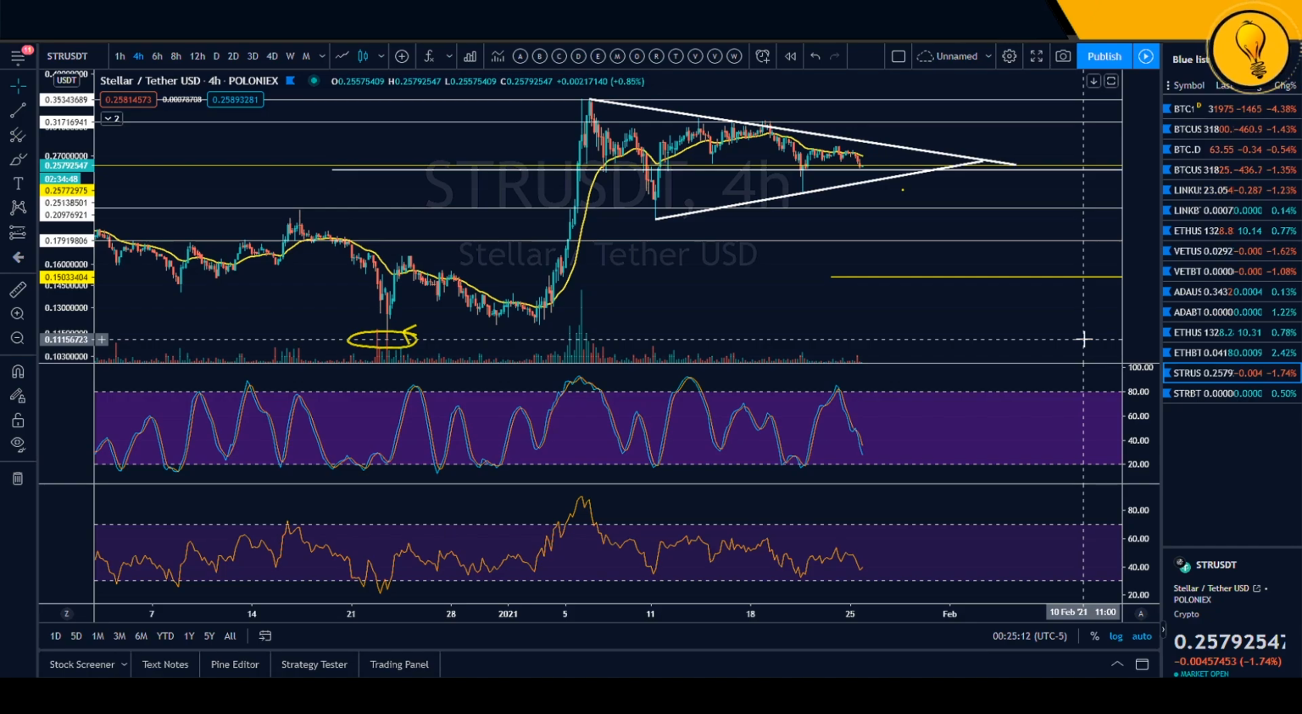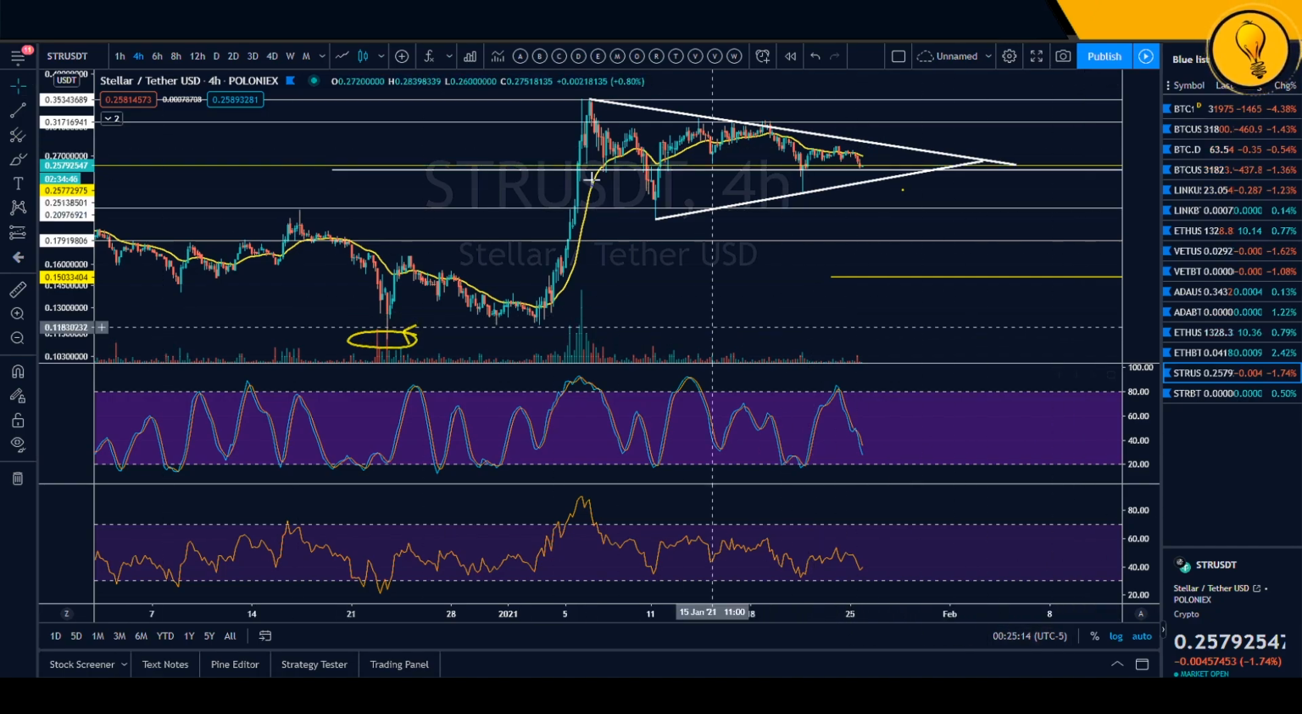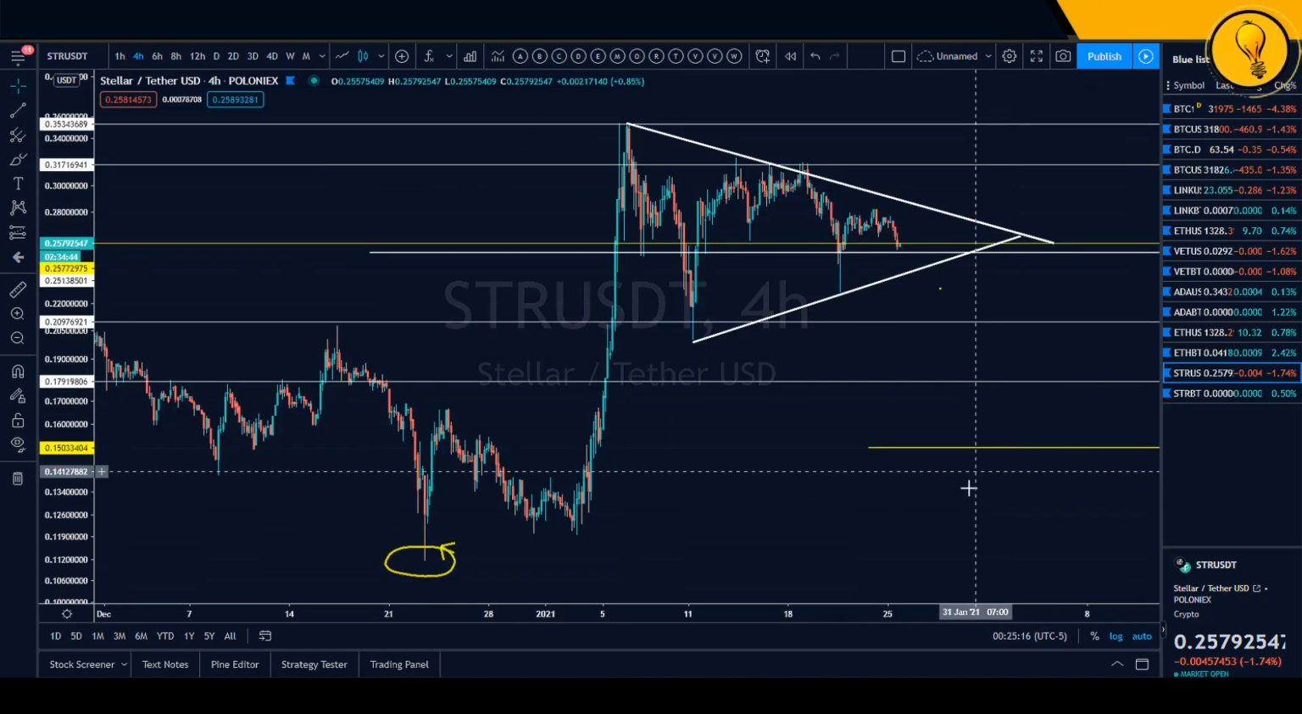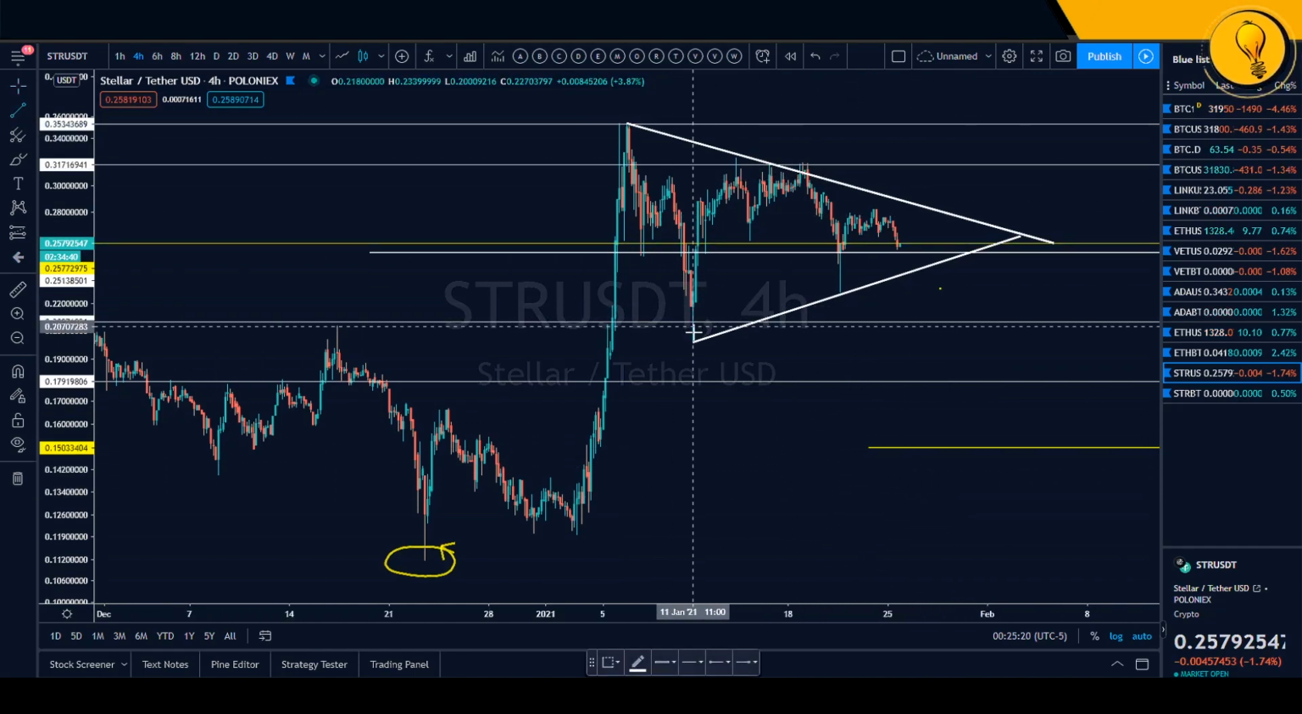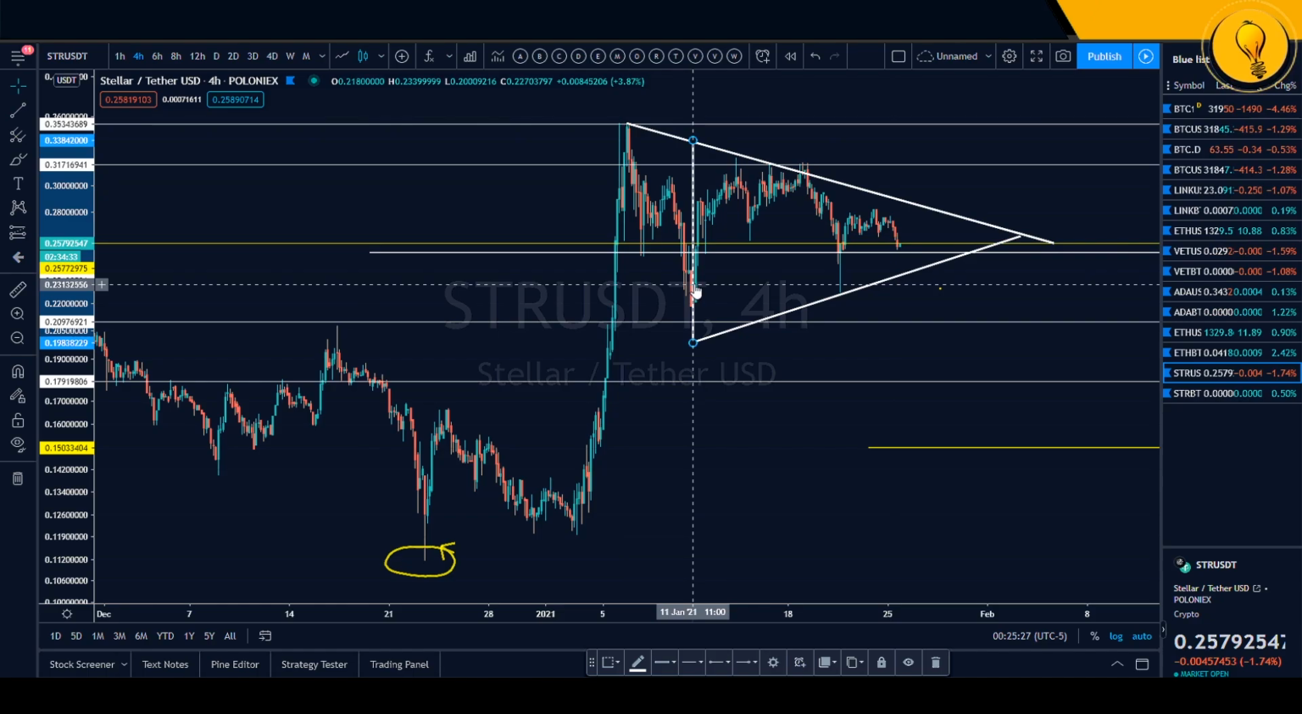Let's talk about the targets if we do break to the upside, because that's where it gets exciting, right? That's what the crowd is here for as well. And in my opinion, that's the most exciting thing about XLM. That's what I'm excited for at the very least, because it could have some really nice moves. And that's the thing, XLM gets super volatile.